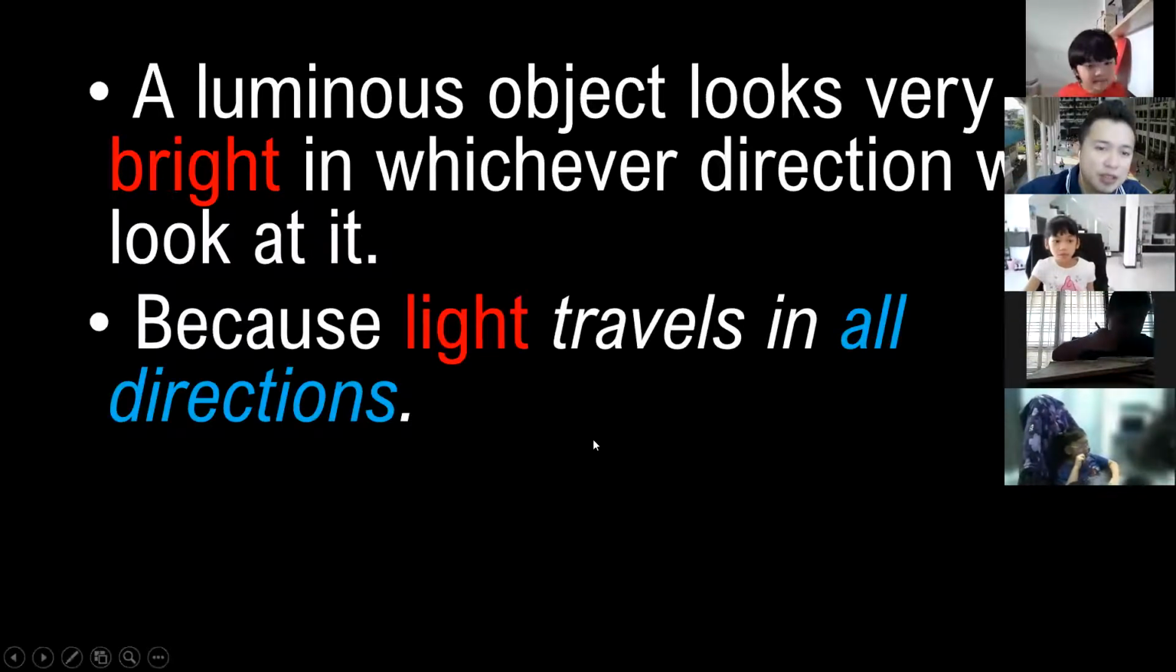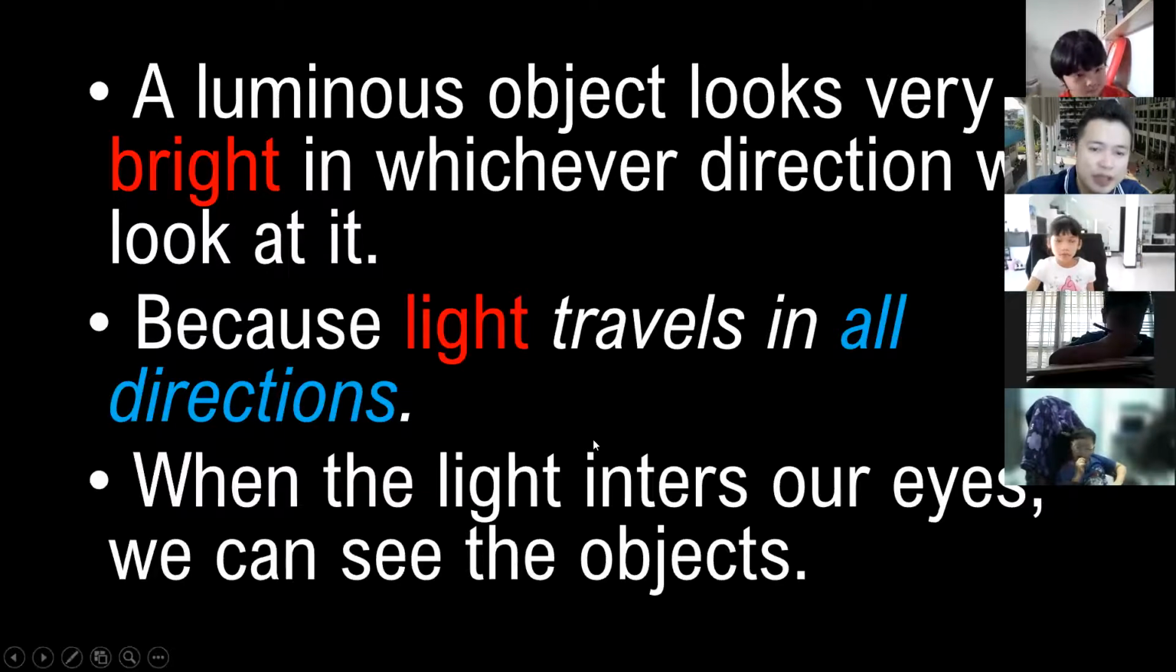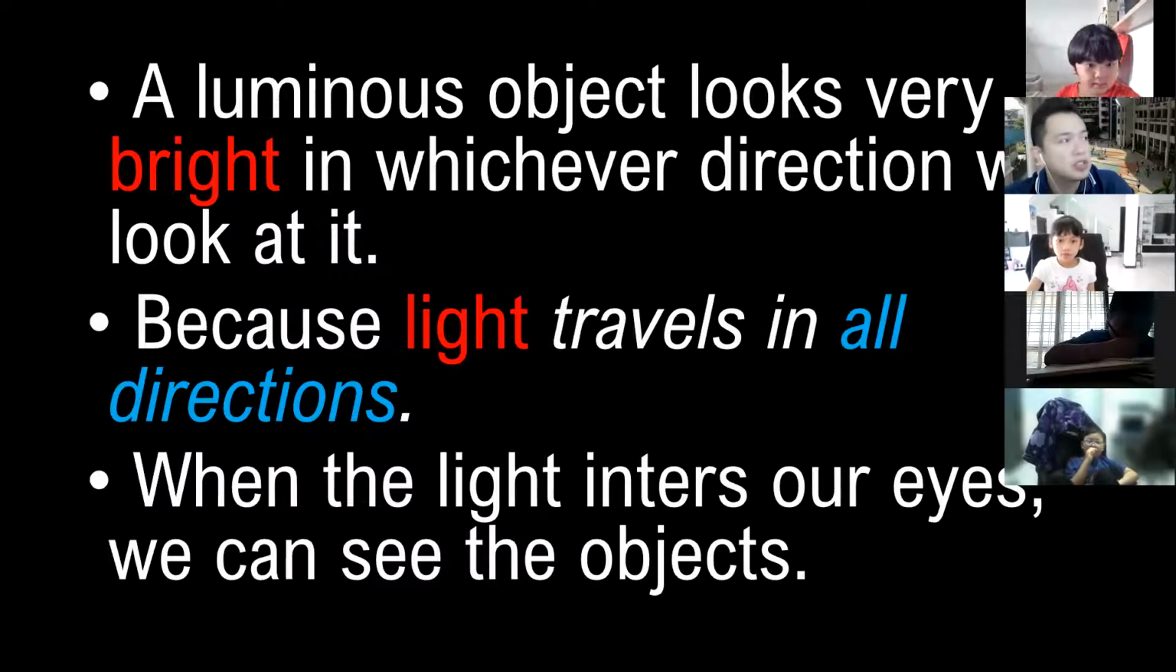Because light travels in all directions, when the light enters our eyes, we can see the objects. So if the light enters our eyes, what can our eyes do? Our eyes can see the object.